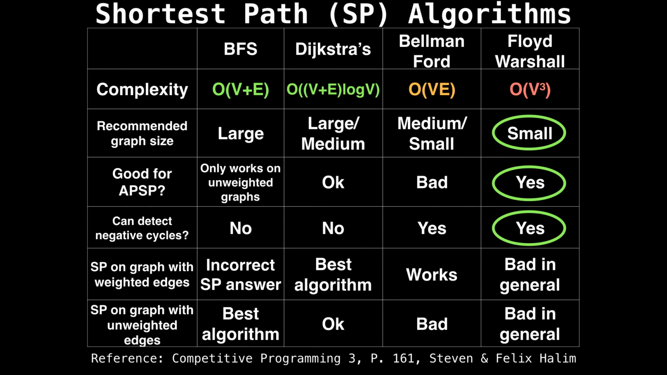What I want to highlight is the rightmost column, since we're talking about the Floyd Warshall algorithm. The Floyd Warshall algorithm really shines in three places, and those are on small graphs, solving the all pairs shortest path problem, and detecting negative cycles. You can use the algorithm for other tasks, but there are likely better algorithms out there.